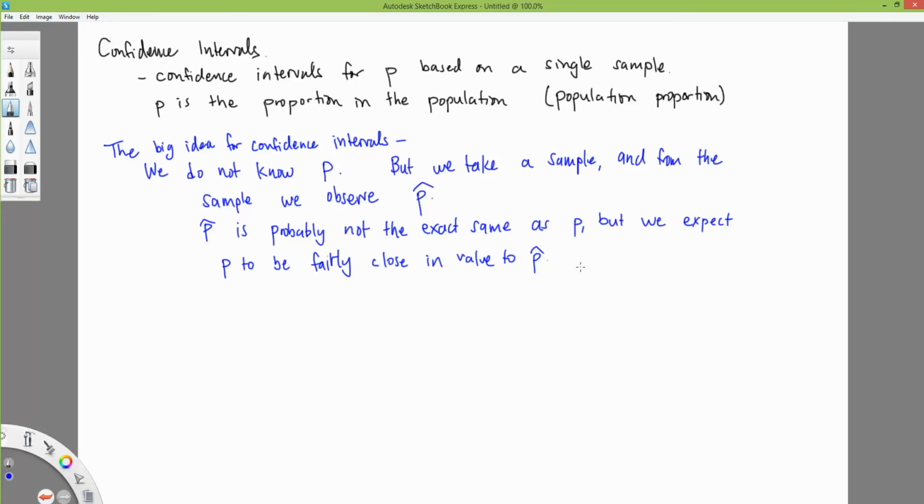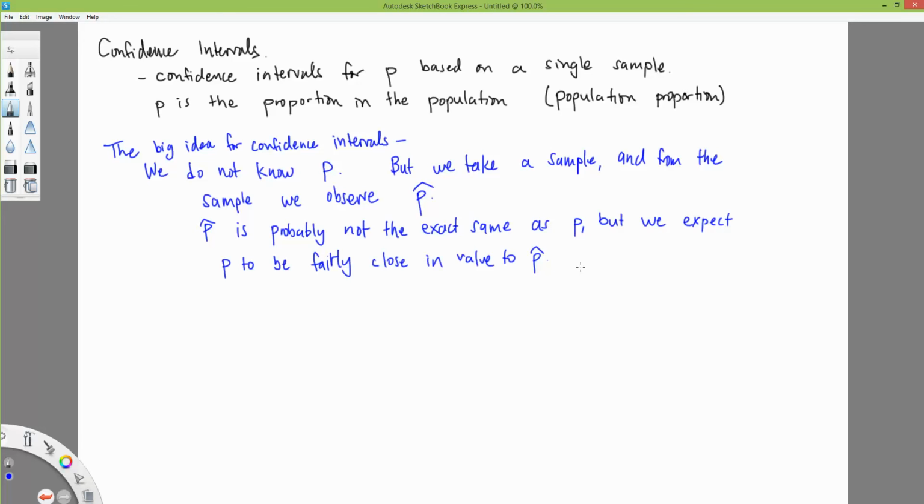And I would say P is 33%, give or take 6% or something. I'm making up a number here. I don't know exactly what P is, but I'm pretty confident that it's going to be 33%, give or take 6 percentage points. So it would be between what? 33 minus 6 percentage points would be 27%, and 33% plus 6 percentage points would be 39%. So I'd say, I don't know what P is, but I'm pretty confident it's going to be between 27 and 39%. And that's all a confidence interval is.